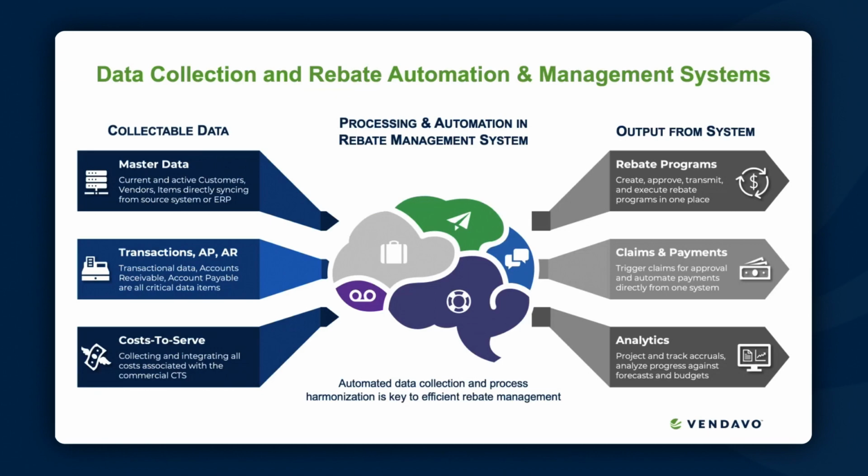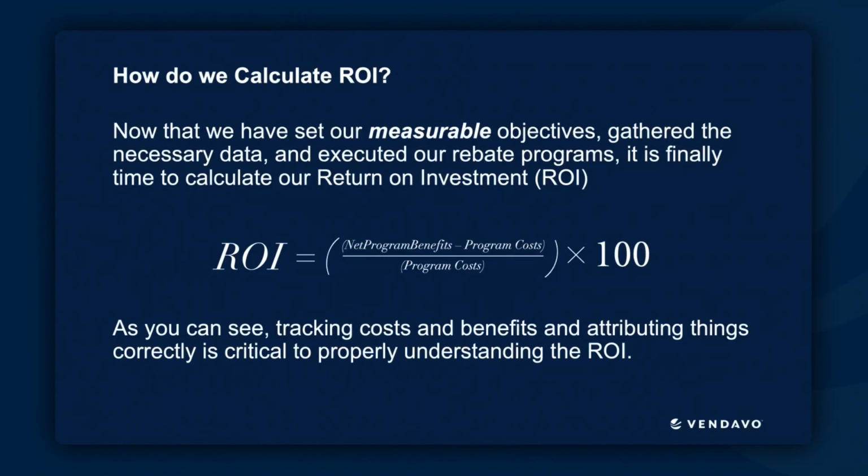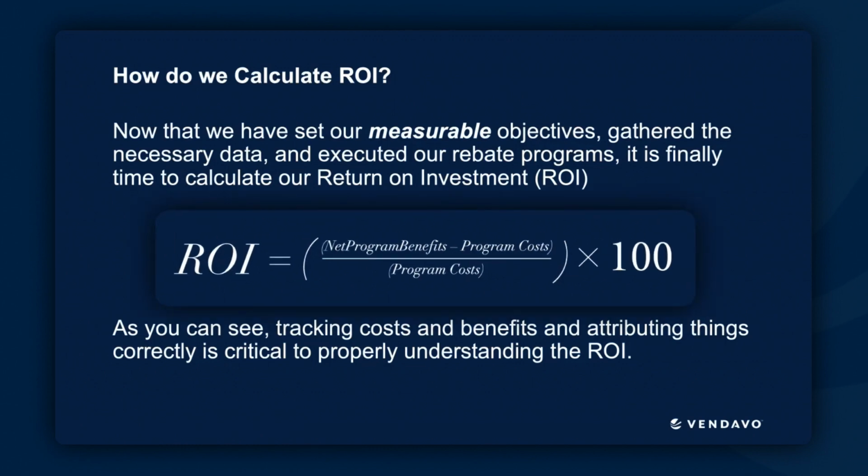Automated data collection and process harmonization is key to efficient rebate management, especially when you're dealing with potentially millions of transactions and billions of dollars of rebates. Now that we have set our measurable objectives, gathered our necessary data, and executed our rebate programs, it's finally time to calculate our return on investment. ROI is a simple formula that we all learned in school. Benefits minus costs over costs times 100.